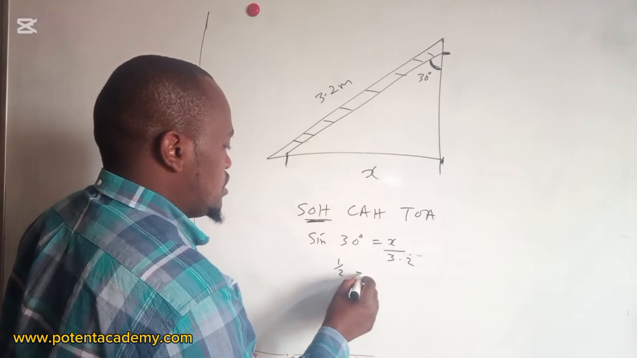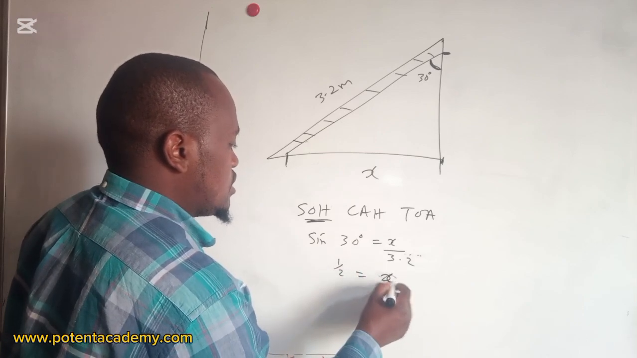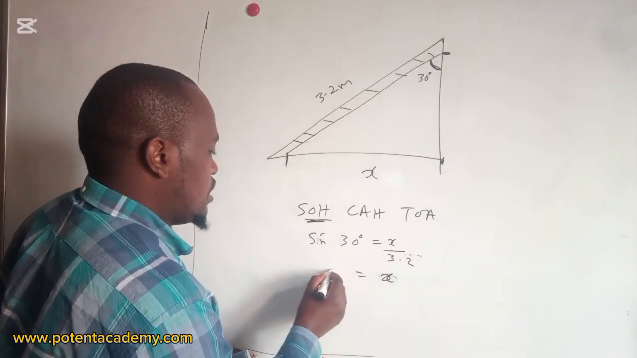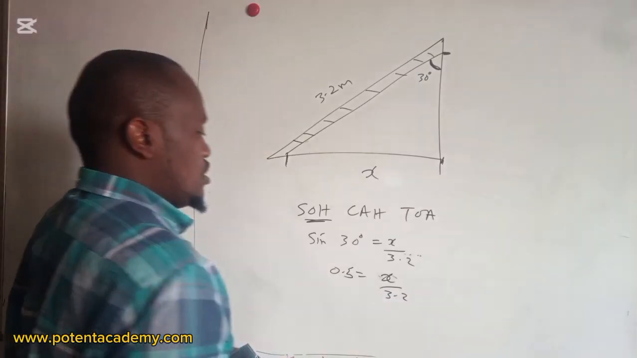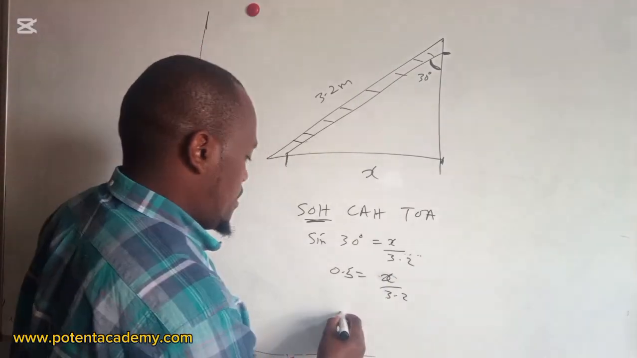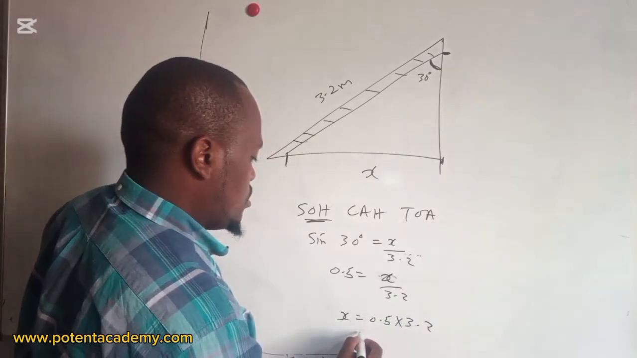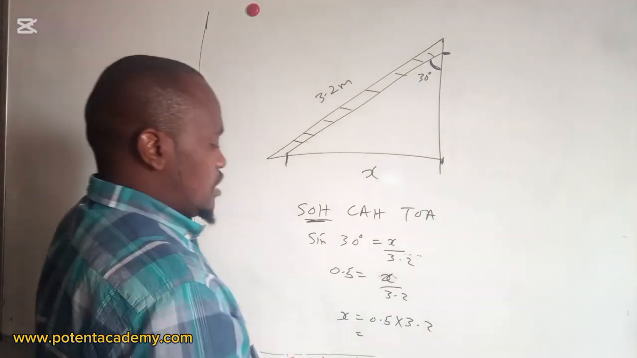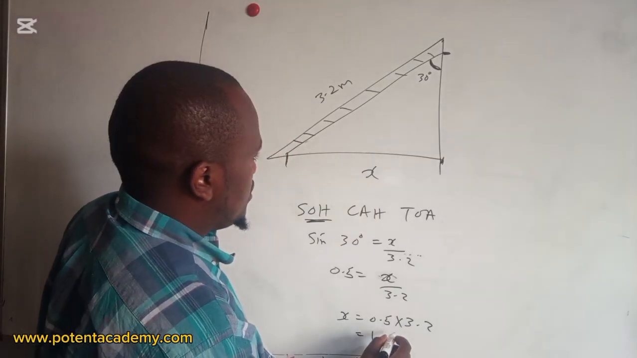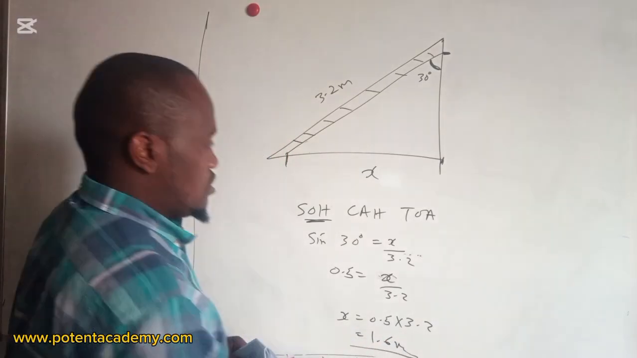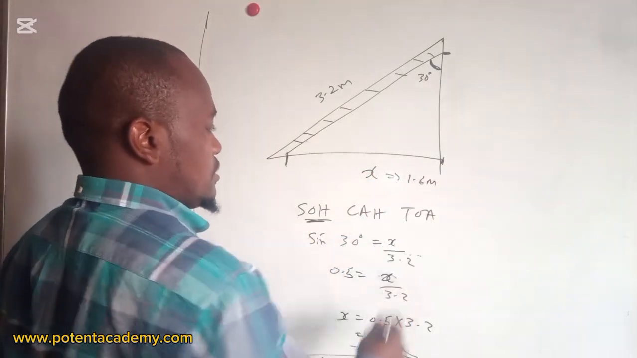A half is equal to x over 3.2. I mean 0.5, let us use what you'll find in your calculator. So what is x? x is 0.5 times 3.2, which is 3.2 times a half, or divided by 2, which is 1.6 meters. So in other words, we are saying this point is 1.6 meters.